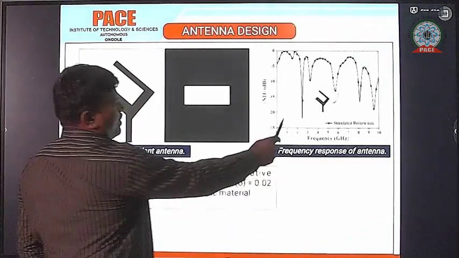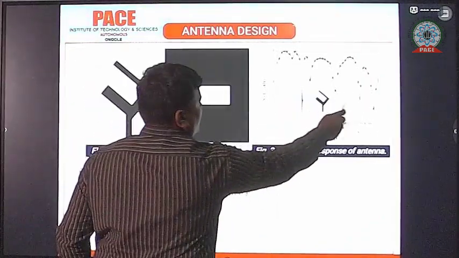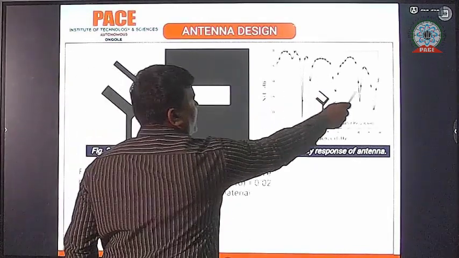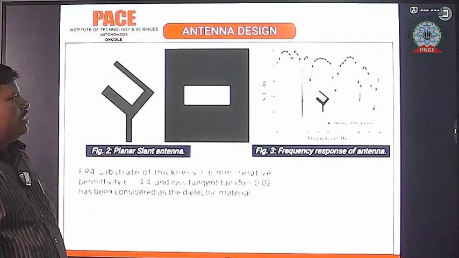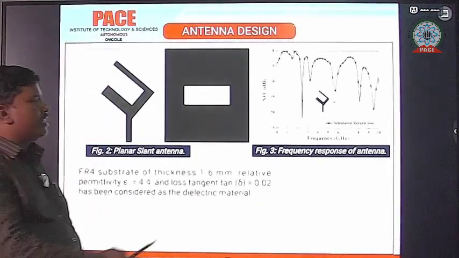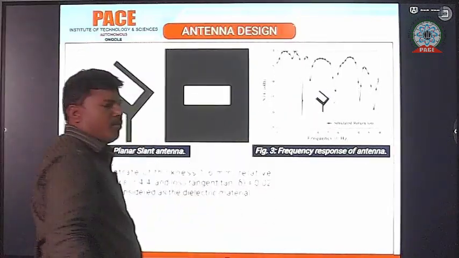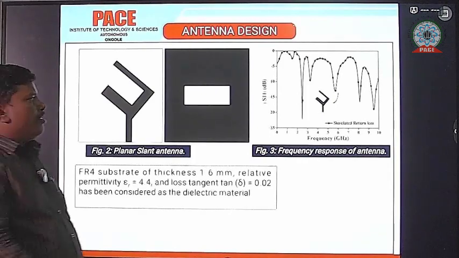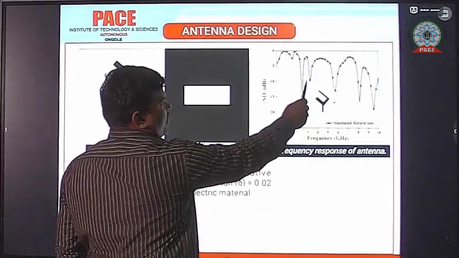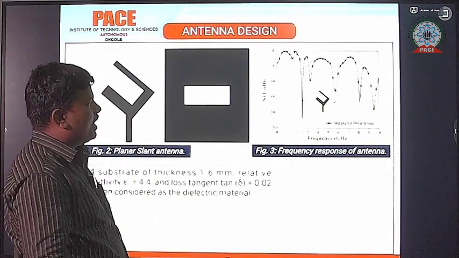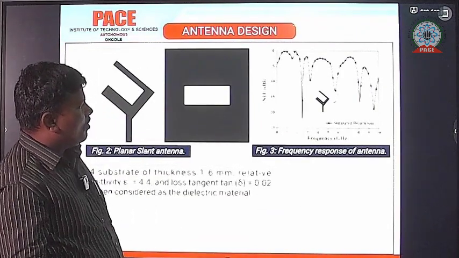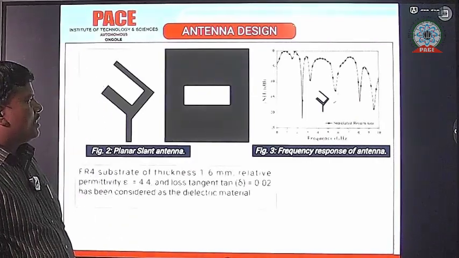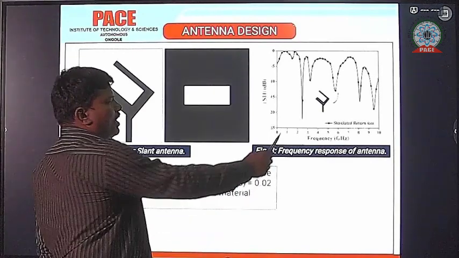The rest of the frequencies are spurious frequencies. These are unwanted frequencies. First of all, we have to suppress these spurious frequencies, because if they occur, the antenna receives all the frequencies, and electromagnetic interference will occur. For maximum conversion efficiency, we suppress these spurious frequencies. One is between 3 to 4 gigahertz, another between 5 to 6 gigahertz, one more at 8 gigahertz, and one more at 9 to 10 gigahertz. These are the spurious frequencies. Our original, fundamental frequency is 2.45 gigahertz.